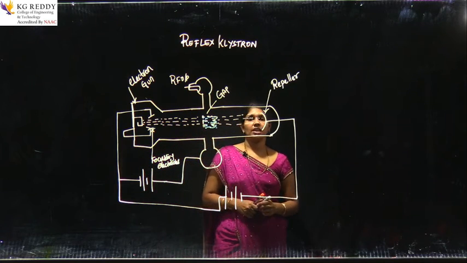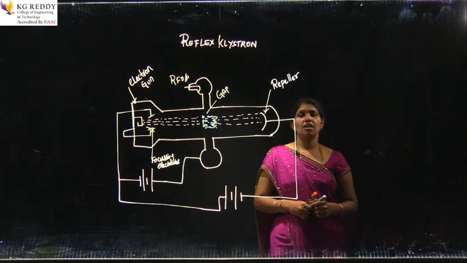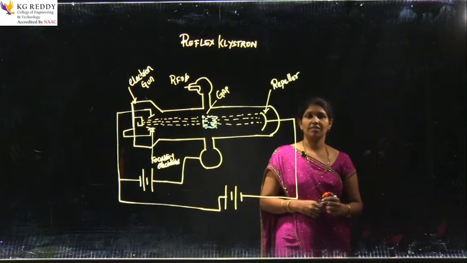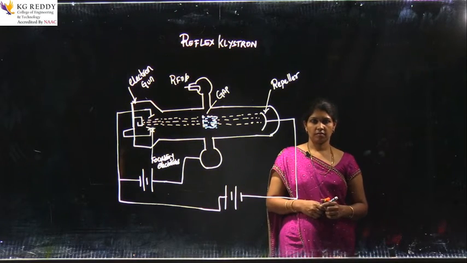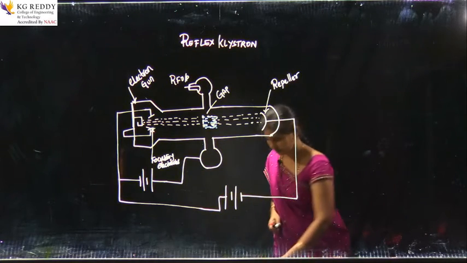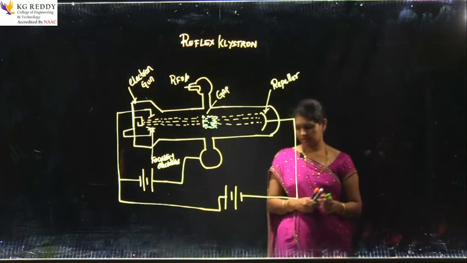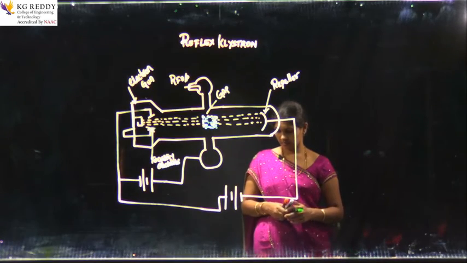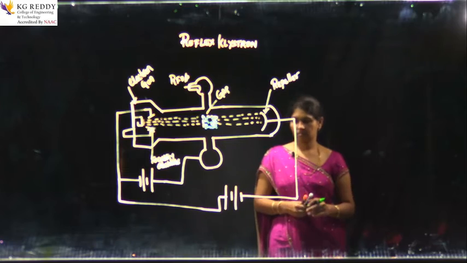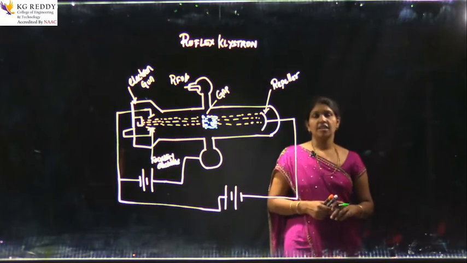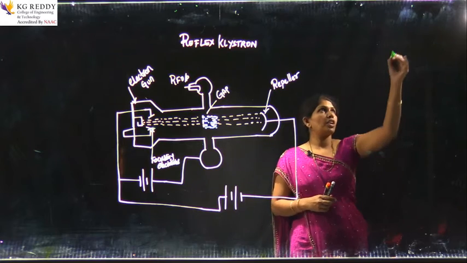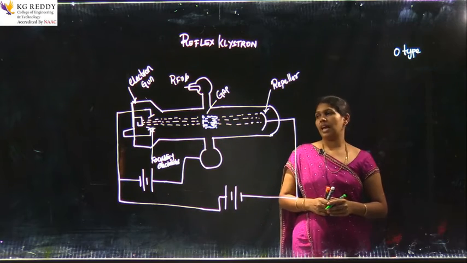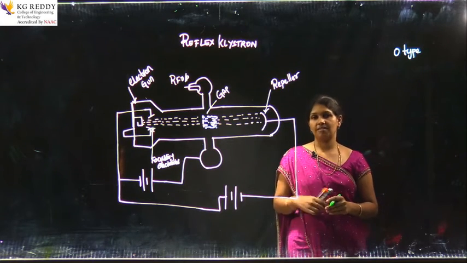I want to ask a question. Reflex klystron comes under which category of microwave tubes? And what is the principle of reflex klystron? The answer is: reflex klystron comes under O type of microwave tube, and velocity modulation is the principle of reflex klystron.